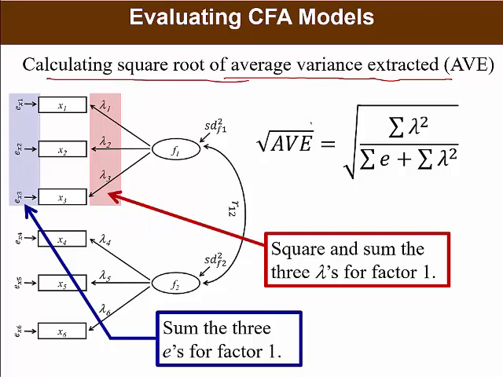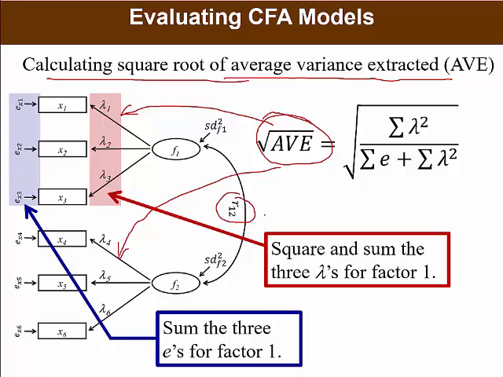And so once I calculate this square root of average variance extracted, I simply compare it to this correlation between my two factors. And I'll calculate an average variance extracted for the items on factor 1. I'll calculate it for the items on factor 2. And this correlation should not be larger than either of those average variance extracted values.